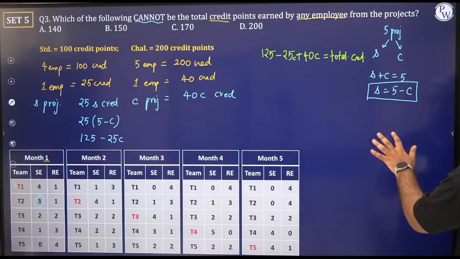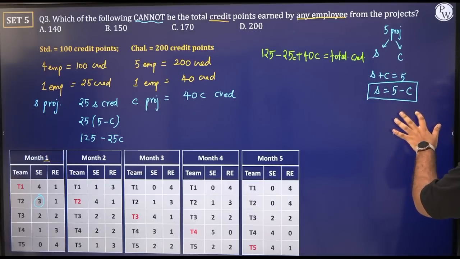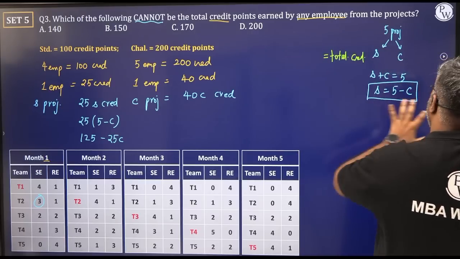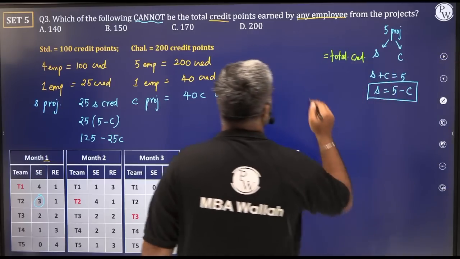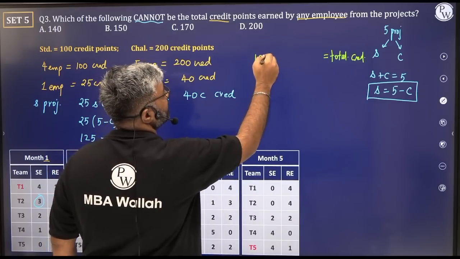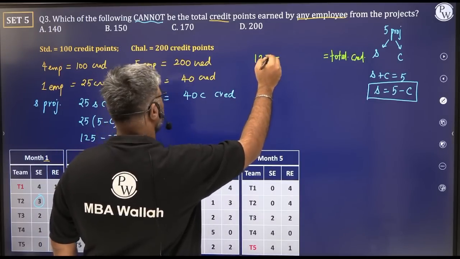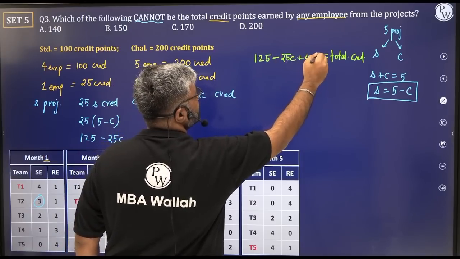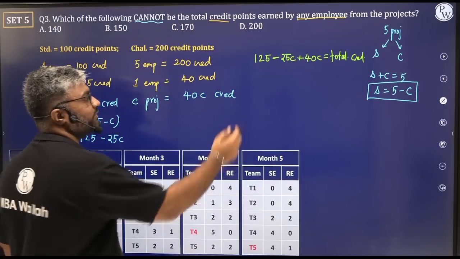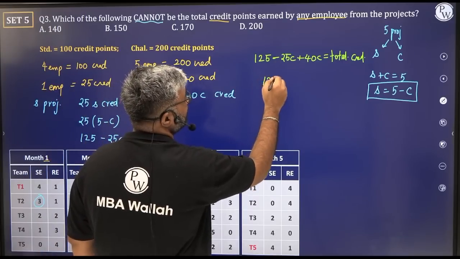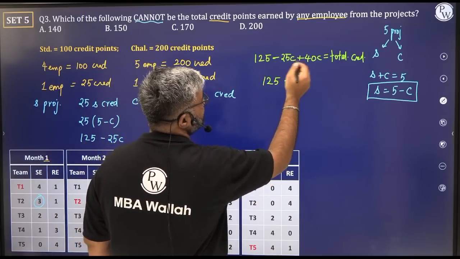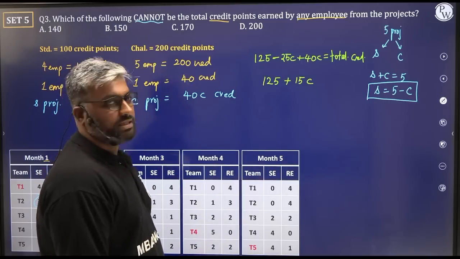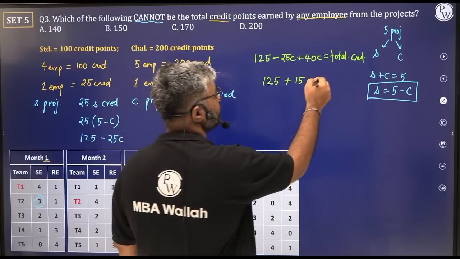I'll rewrite this equation so that it's clear for you to see. So this is 125 minus 25C plus 40C should be the total credits. If we rewrite this, we get what? 125 plus 15C. 25 minus 40 is 15C, right? So 125 plus 15C should be the total credits.